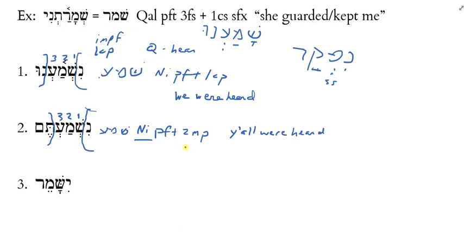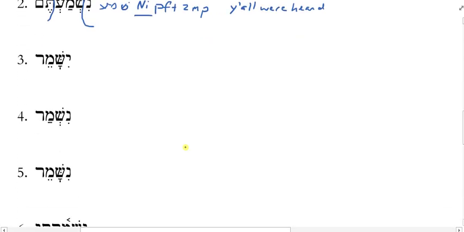Okay, excellent. You see how this works? Once you've got the basic perfect form, nishma, just add the personal endings for the different people who could be heard. Okay? All right. Let's look at number 3, yishamer. Yishamer. Say that with me. Yishamer? Okay, do you see identifiable root letters for a verb?